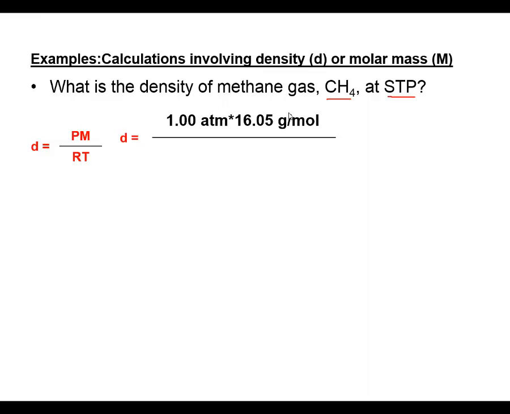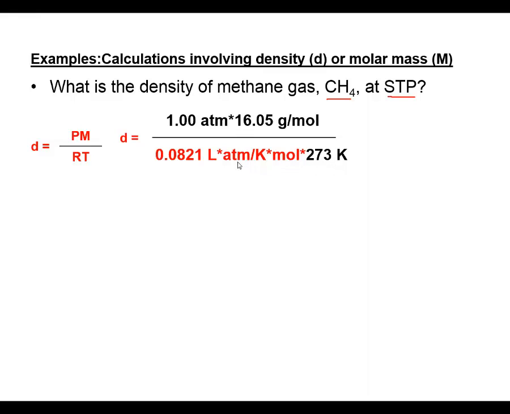My molar mass for methane is 12.01 for carbon plus 1.01 for each hydrogen. So I end up with 16.05. That's 12.01 for carbon, 1.01 for each of the hydrogens times 4. That's my grams per mole. Now I divide by my gas law constant of 0.0821 liters times atmospheres over Kelvin and over moles. And I'm dividing by my temperature in Kelvin, 273 Kelvin.